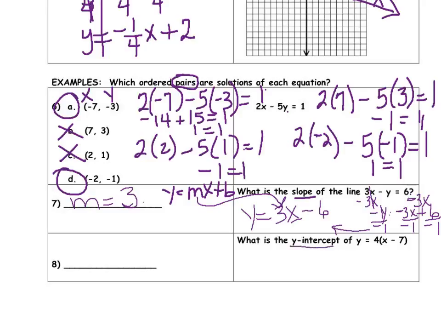Another question they may ask you is, what's the y-intercept? Well, if it's in y equals mx plus b form, the y-intercept is going to be the b part. So all we have to do is get this equation into y equals mx plus b form. So I'm going to look at this and say, okay, I think I'll distribute this 4, and that's going to get this in the correct form. Now that I have it in the correct form, this number at the back is my b, so that is going to be my y-intercept.